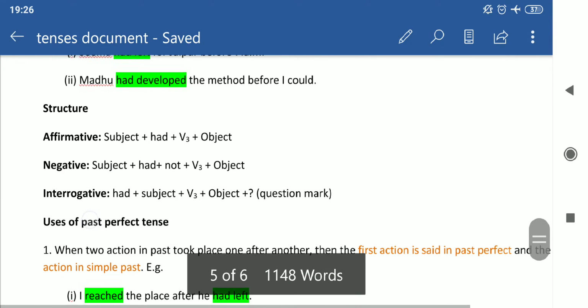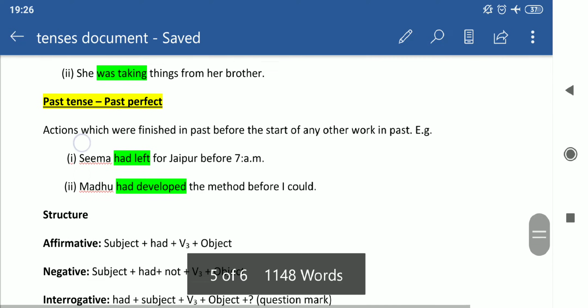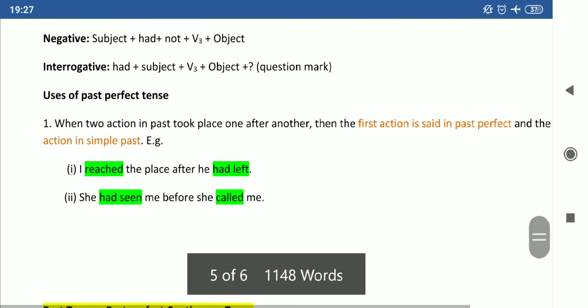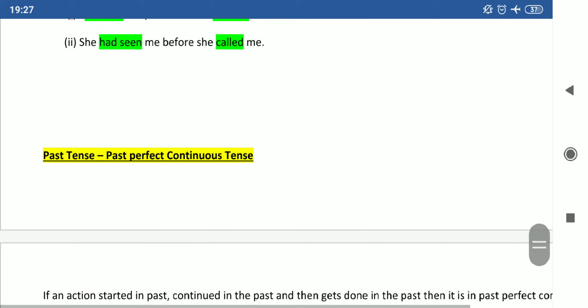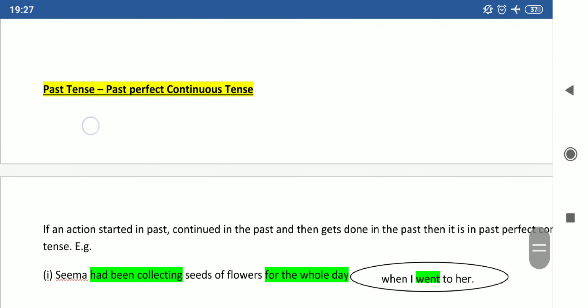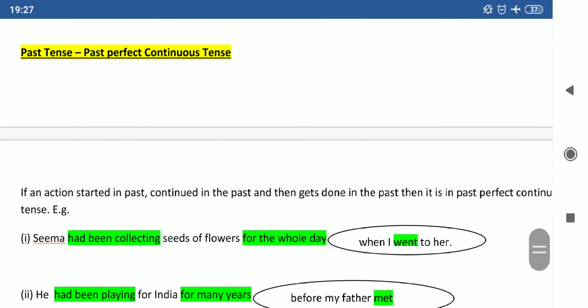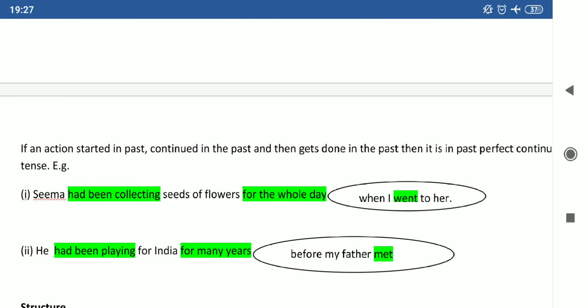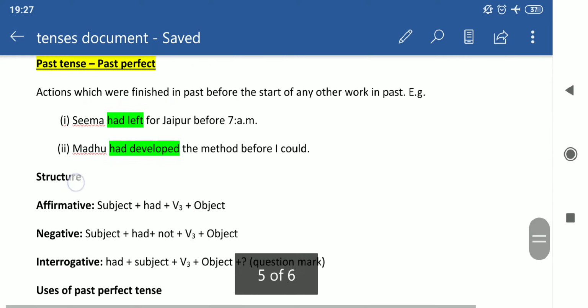So I want to repeat two tenses again. One is past perfect continuous. Past perfect continuous tense is used to tell about some action which was continuing in the past at some time, and it started before that time. As you can see in the examples, you will revise it again, then you will understand.